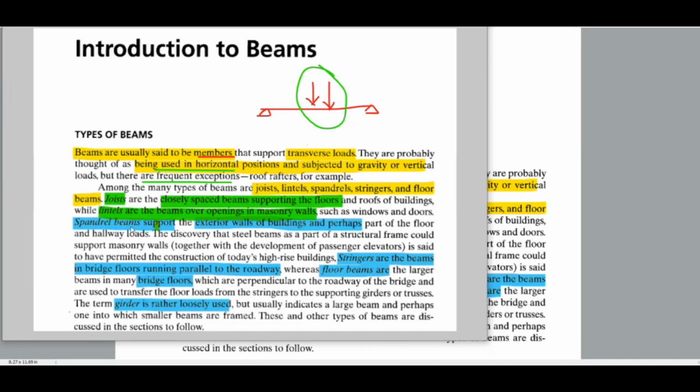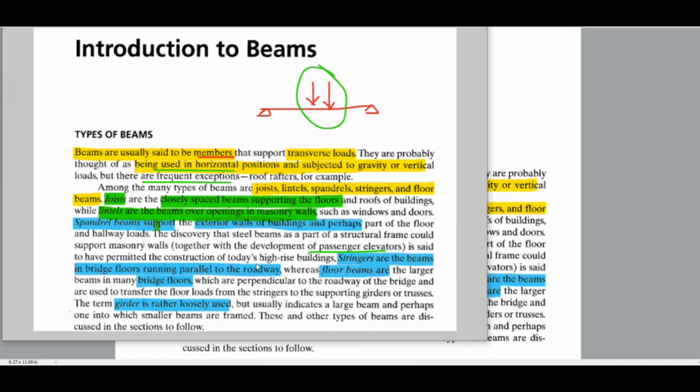Spandrel beams support the exterior walls of buildings, and perhaps part of the floor and hallway loads. The discovery that a steel beam, as part of a structural frame, could support masonry walls, together with the development of the passenger elevator, is said to have permitted construction of today's high-rise buildings.